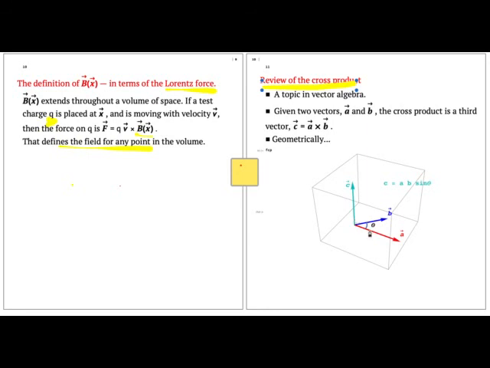A and B define a plane. Two vectors define a plane. C is perpendicular to that plane. So this vector is perpendicular, and this vector is perpendicular. This vector is not perpendicular. Theta is not perpendicular. A and B can have any angle. Well, 0 is special, but any non-zero angle. C will then be perpendicular to the plane spanned by A and B.